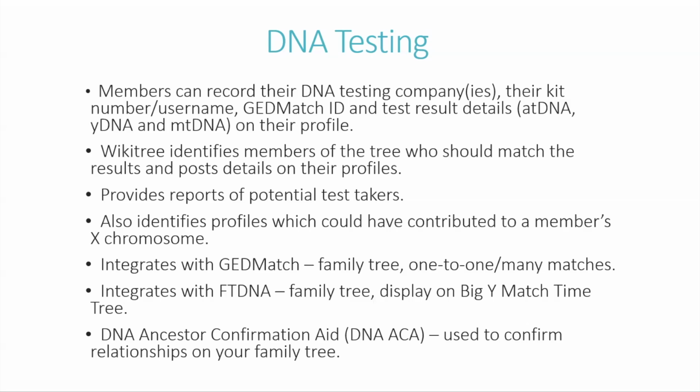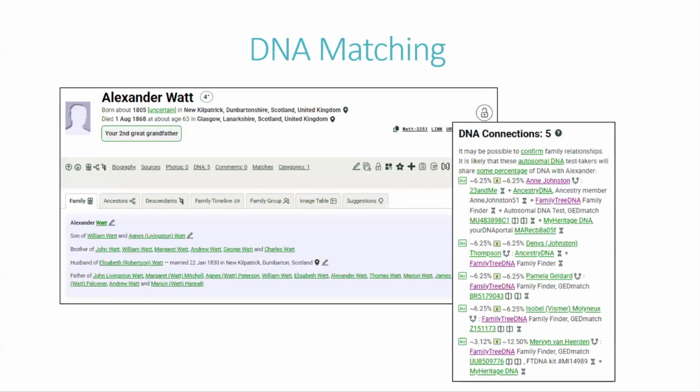And you can see that it produces a lot of other information in relation to identifying potential test takers, does a lot on the more complex X chromosome, integrates with GEDmatch, and also recently integrates with FTDNA. And then there are various other tools to help you, such as an ancestor confirmation aid, which helps you to confirm relationships on your family tree. And so this is what it looks like.